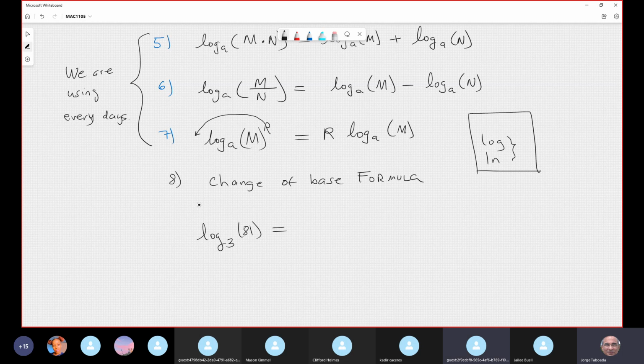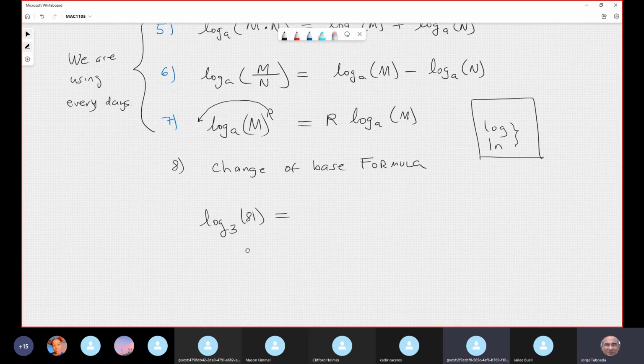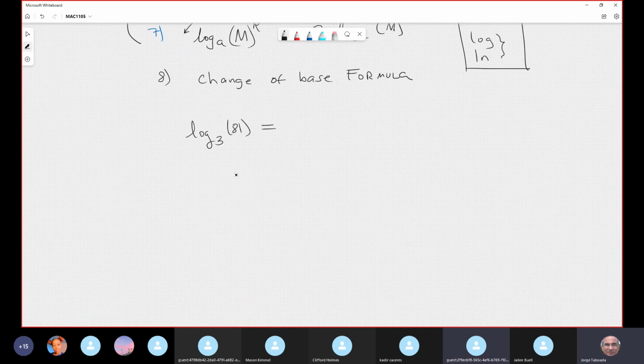There are some calculators, yes, we have. But okay, that is the majority of this. So we're using the formula, the change of base formula. Let me copy the formula, then we apply it in the example.